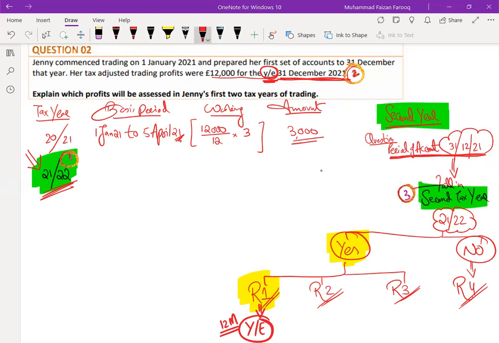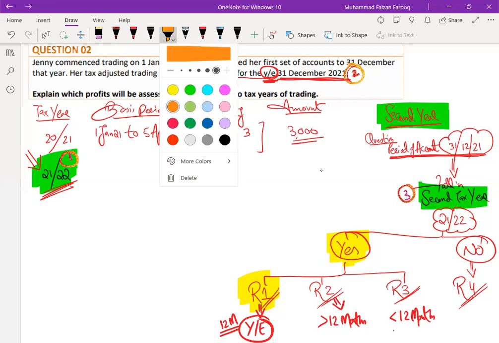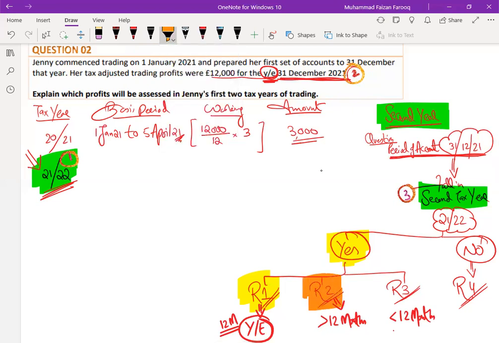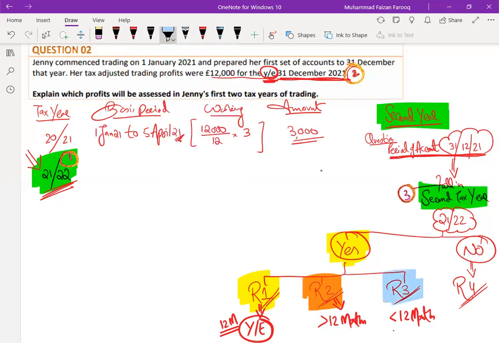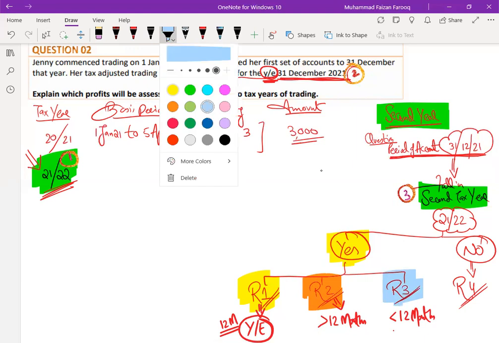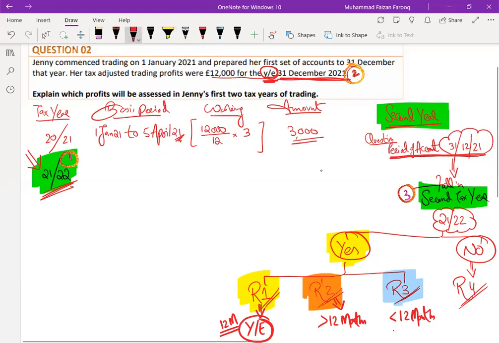But in your earlier studies, you learned that a company can make an accounting period greater than 12 months. Yes, a company can do that. A company can make an accounting period less than 12 months. Yes, it's the choice of the company. A company can make its accounting year exactly 12 months, or less than 12 months, and companies are allowed to make the accounting year greater than 12 months in the first year of trade.